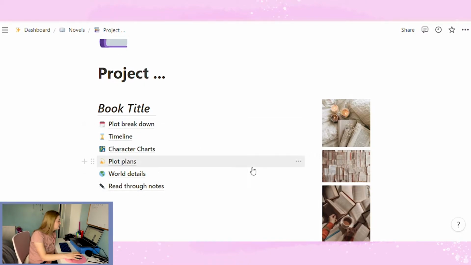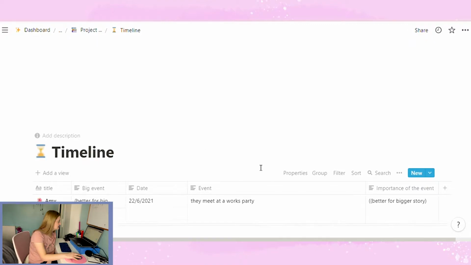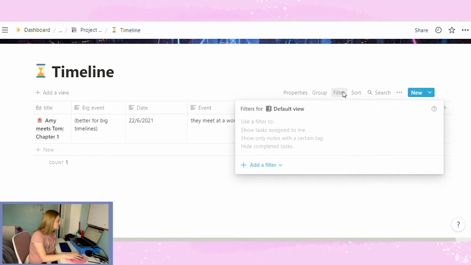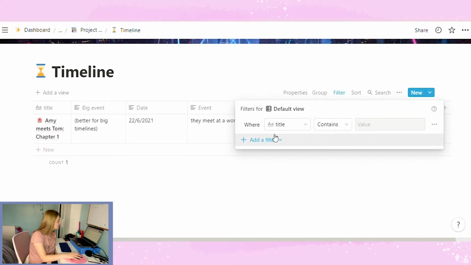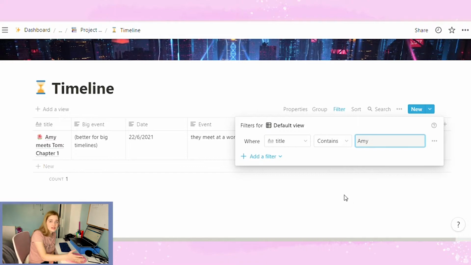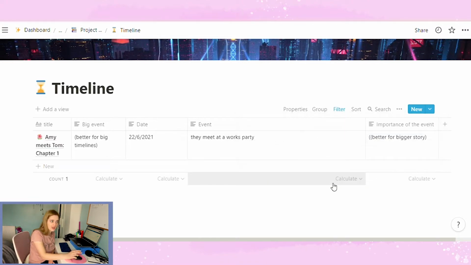Right, so what I do first is I will go into my timeline and work out where my character is and what is going on with them. You can do a very clever little trick, which is add filter. So you can go over to title, add about Amy, for example. You can add Amy, for example, and it will tell you things to do with that character.